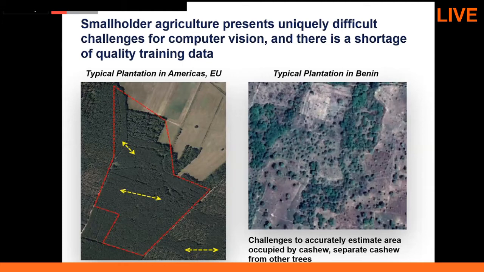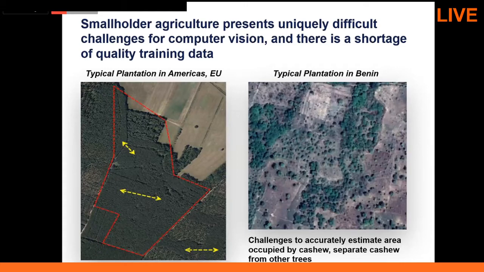But that's not the typical case that we see for most cashew farmers. The example on the left here is a typical large-scale farm. We have a regularly planted farm with equally spaced trees. They're all of the same variety. It's all the same species of tree. And so this is a pretty easy thing for a computer to understand from drone or satellite pictures and to provide some analysis on. But that's not the reality we have.